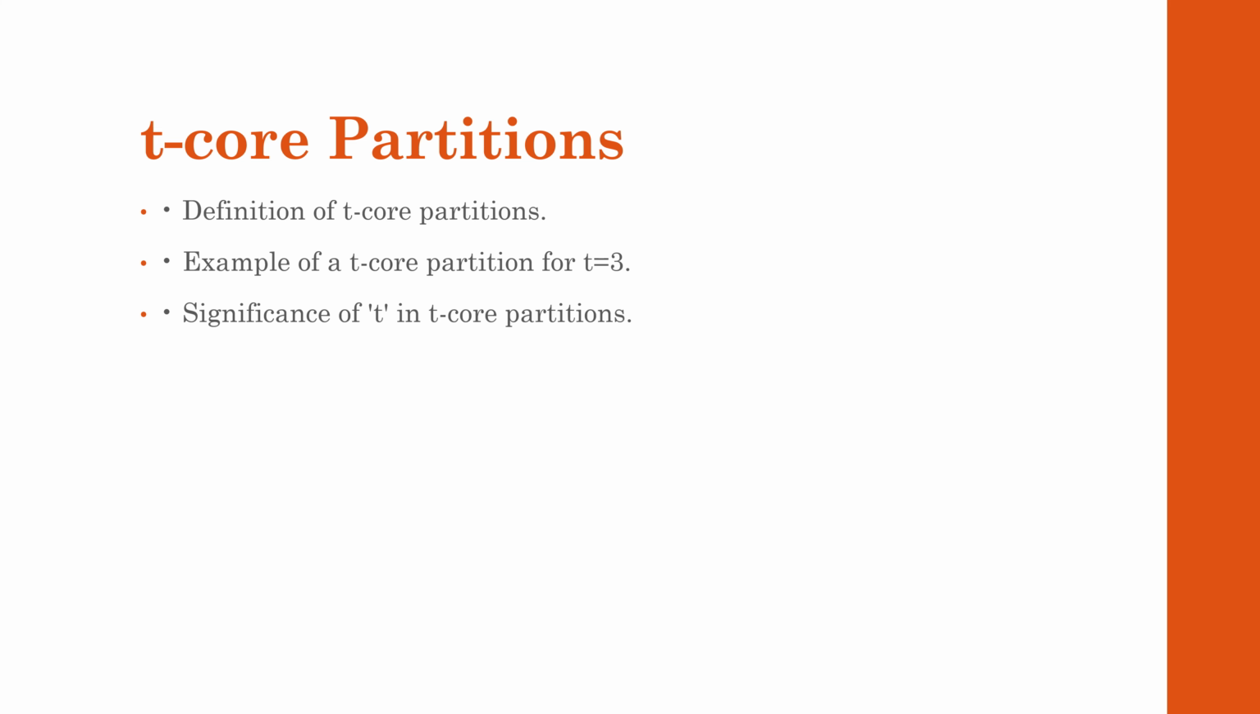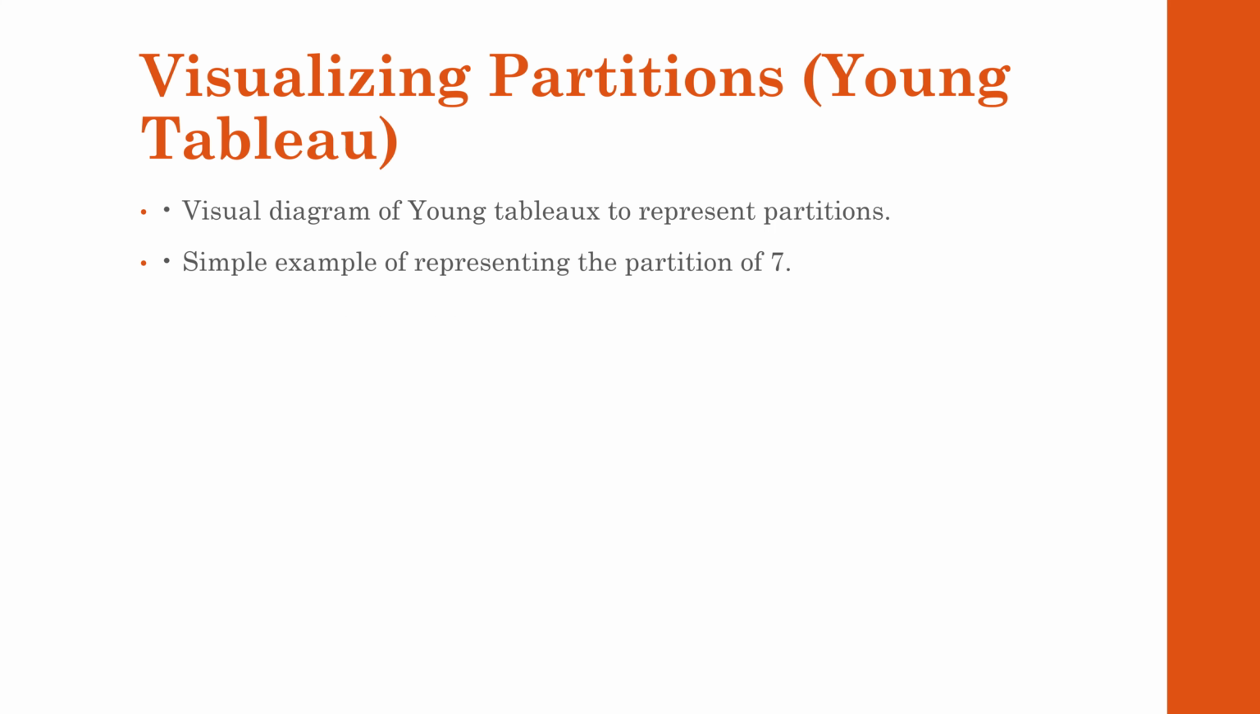T-core partitions. Definitions of T-core partitions. Example for the T-core partitions for t equals 3. The significance of t is the t in T-core partitions.